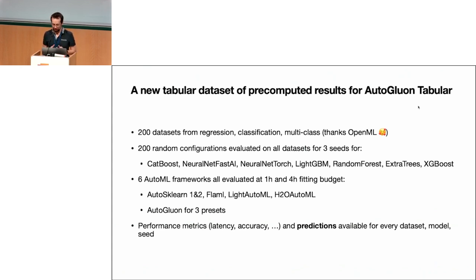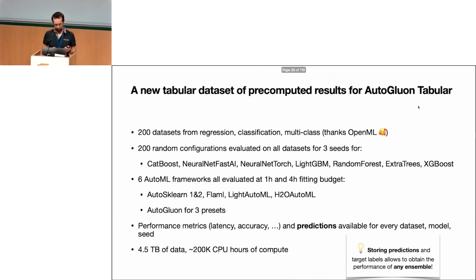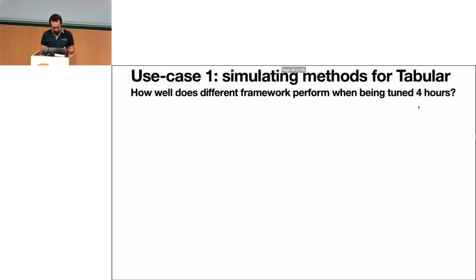the predictions. The reason we store the predictions is that then we can simulate in a very, very fast fashion any ensemble. We could not store the performance of every ensemble because that's exponential, but because we have the prediction of every model, we can simulate them very cheaply. The downside is that we have a lot of data: 4 terabytes of data, and you need 200,000 hours of CPU compute.